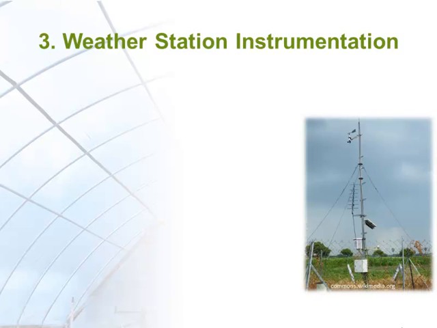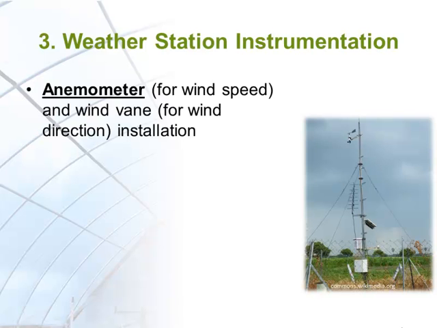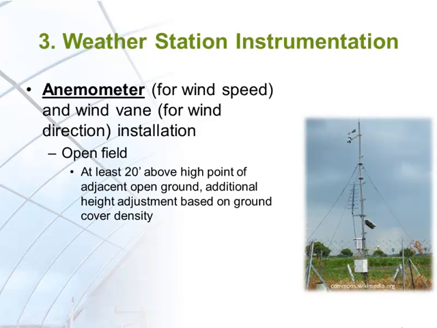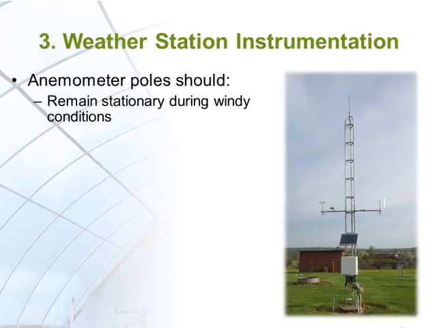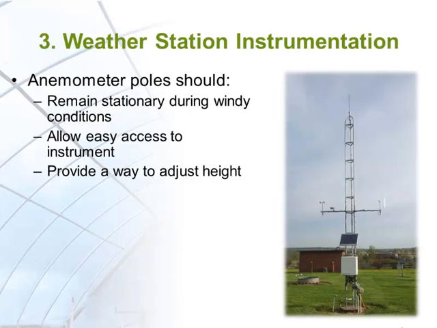Weather station instrumentation includes an anemometer for wind speed and a wind vane for wind direction measurement. Anemometer installation needs to be in an open field at least 20 feet above the high point of adjacent open ground. Additional height adjustment is needed based on ground cover density. Rooftop installation needs to be at least 6 feet above the roof line. Anemometer poles should remain stationary during windy conditions, allow easy access to the instrument, and provide a way to adjust height.